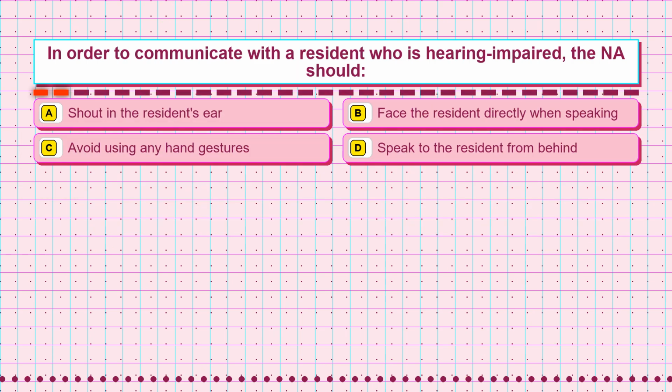Question 8. In order to communicate with a resident who is hearing impaired, the NNAAP should: Option A. Shout in the resident's ear. Option B. Face the resident directly when speaking. Option C. Avoid using any hand gestures. Option D. Speak to the resident from behind.